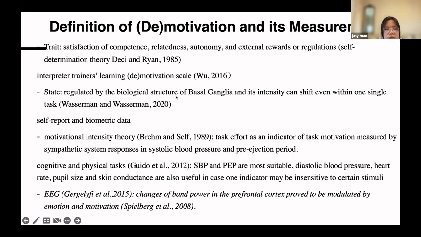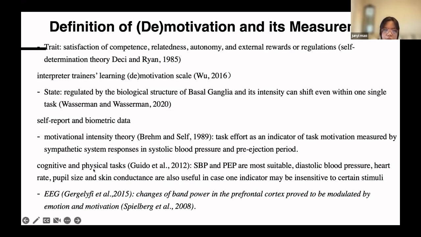And when treated as a state, biologically speaking, motivation is regulated by the biological structure of the basal ganglia, and its intensity can shift even within one single task. So in previous experiments, researchers normally combine both self-report data and biometric data to detect participants' motivational state. Their theoretical framework is motivational intensity theory, which believes that task effort can be used as an indicator of task motivation and can be measured by sympathetic system responses, namely systolic blood pressure and pre-ejection period.